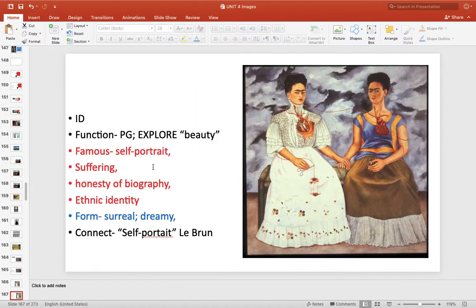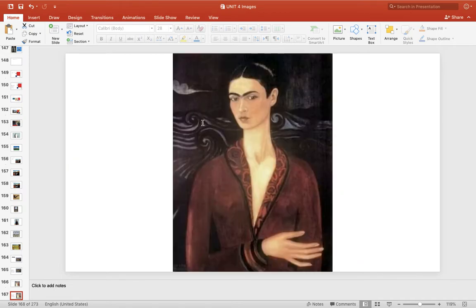Two Fridas, know this one very, very well. She's a surrealist, didn't like it, but she was. What's she doing? She's exploring beauty, beauty of suffering, beauty of being authentic. What's she famous for? Self-portraits, suffering with her bad husband, honesty of her identity in her biography. She was Mexican and German. You can see the two identities here in the conflict. The form is surreal or dreamy. She didn't like it, but she was a surrealist.